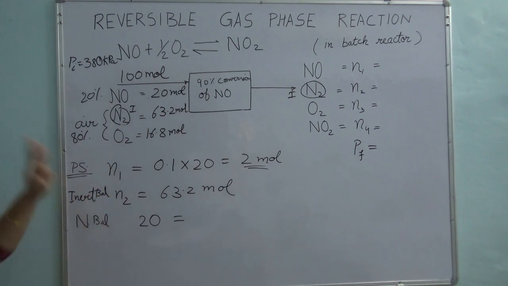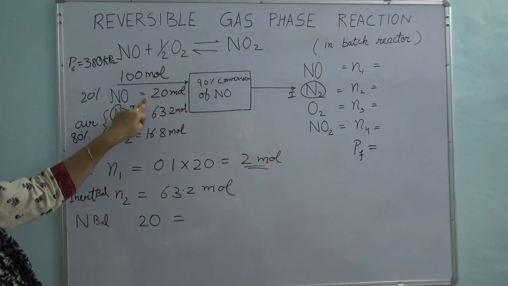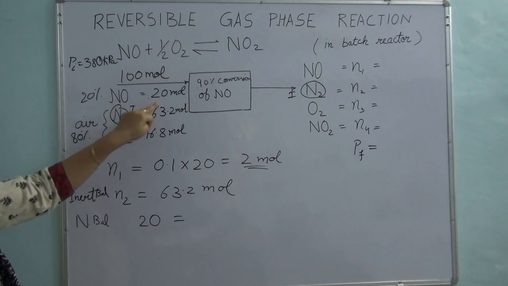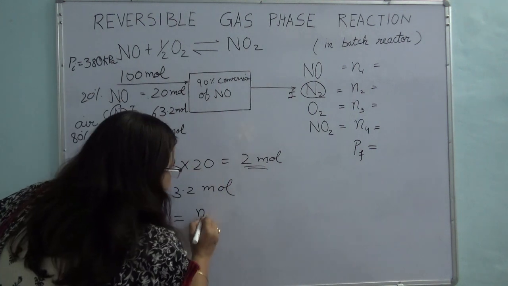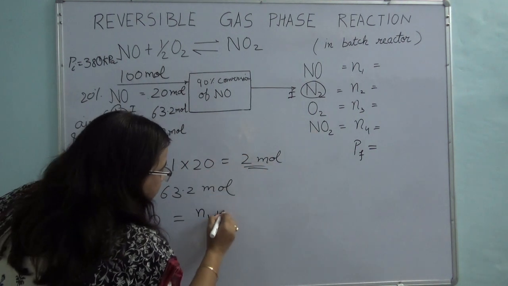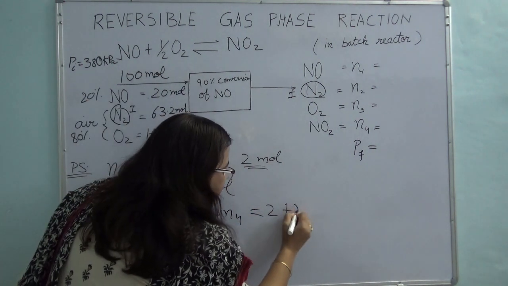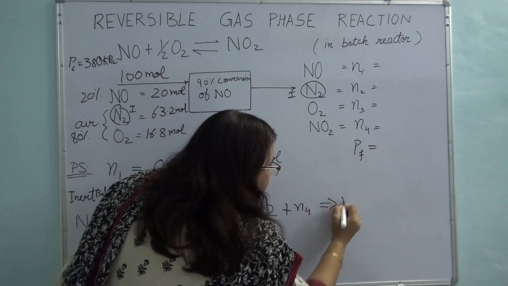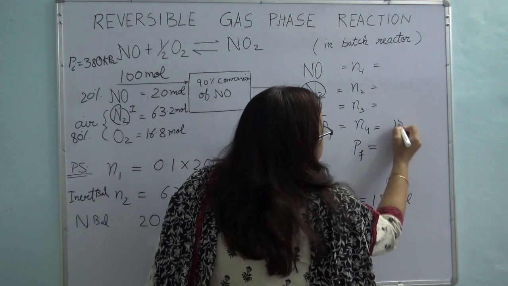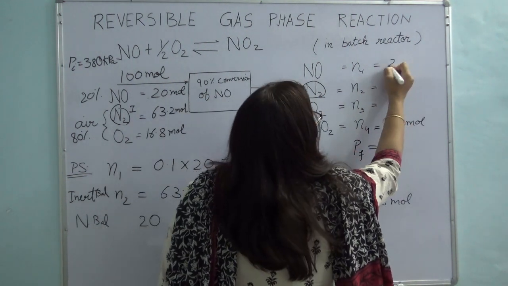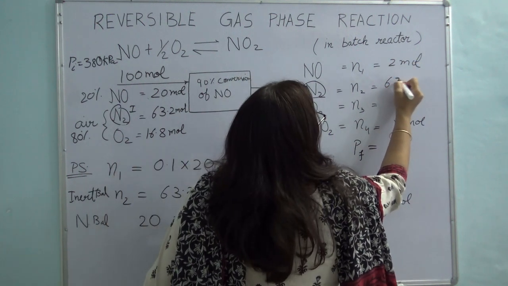So for nitrogen balance you have to take only what species? NO and NO2. Okay, so how much N is going in? That is 20 moles of N is going in. How much is coming out? That is N1 plus N4. N1 I have already calculated, it is 2 moles. 2 plus N4. So that implies my N4 is equal to 18 moles. So I have got my value of N4 as 18 moles. N1 is 2 moles. N2 is 63.2 moles.